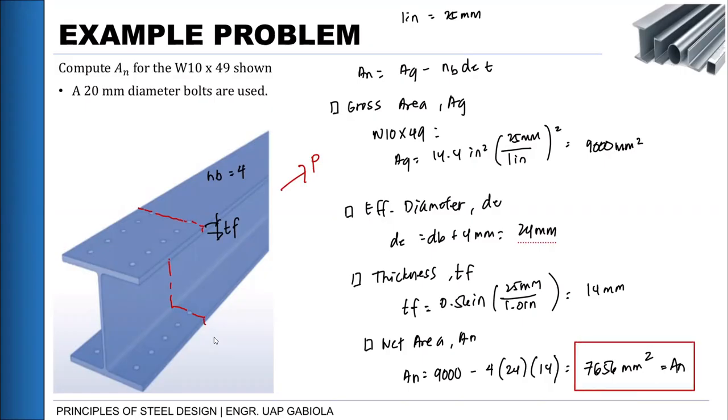Okay? So, that is how you calculate the net area for a W shape or a hot rolled section. So, kinoconsider natin kung ano yung thickness kung saan siya nakakonect. Okay? So, kung halimbawa, yung web natin, meron din siyang mga bolt dito. So, kasama siya sa bilang. Pero, iba po yung magiging thickness nung sa web natin. Okay? Alright, so, that's it for gross area and net area.